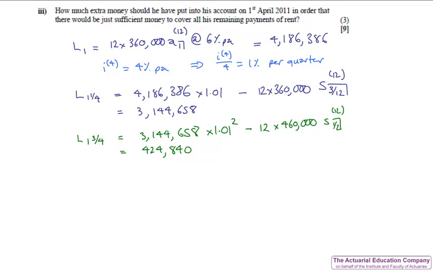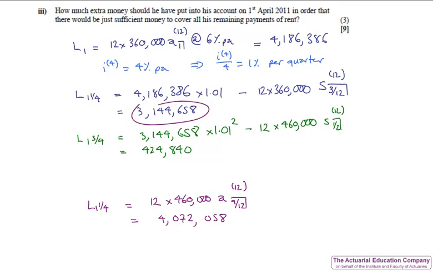Well, all we have to do is work out the present value of those future payments on the 1st of April. So loan outstanding on the 1st of April would have been our 460,000 a month, and from the 1st of April to the end of the term is 9 months, and calculating this gives us 4,072,058. We had 3,144,658, so the difference between those is 927,400. If you kept complete accuracy, it would have been 418.